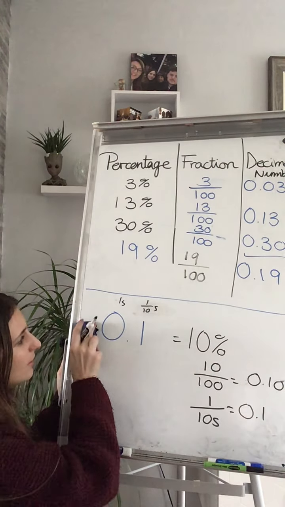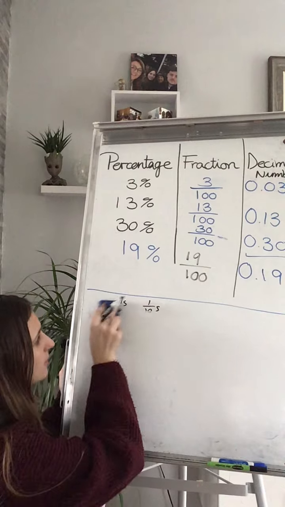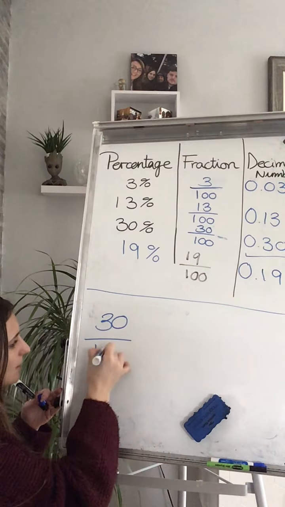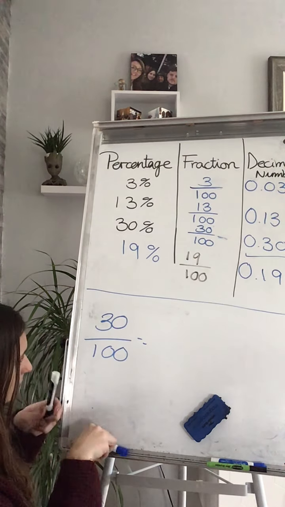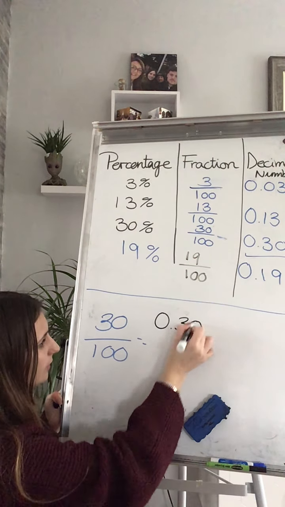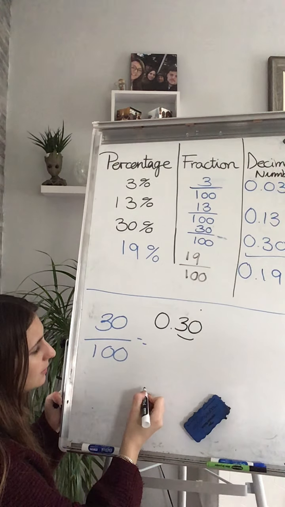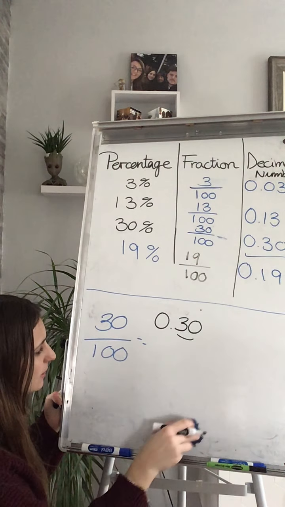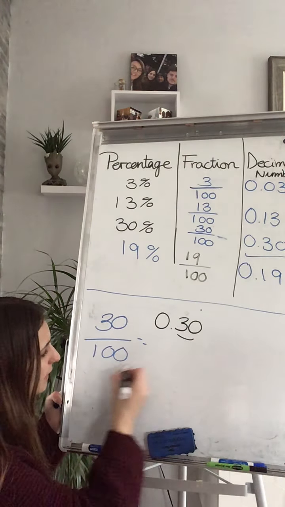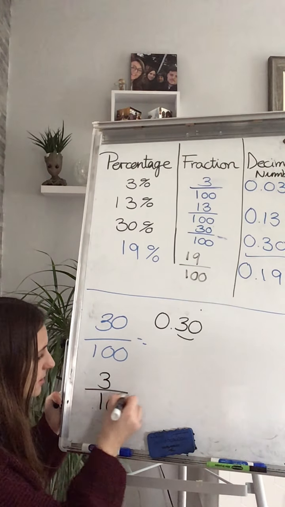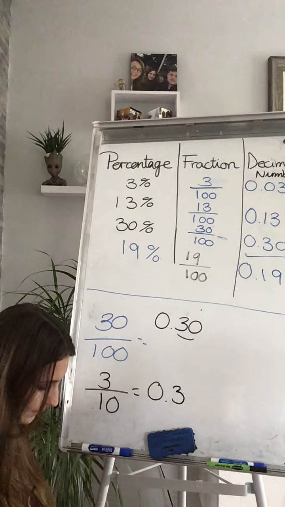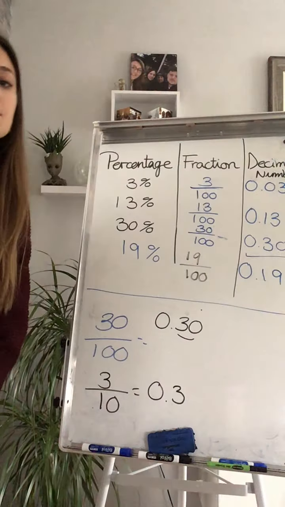Let's try now with 30 hundredths. So if I get 30 hundredths, I can say it as 0.30, or I could say it as 30 hundredths. If I color in 30 hundredths, it is the same as 3/10. So that will be 0.3. Okay? So that's the only thing that I wanted to show you before we go.